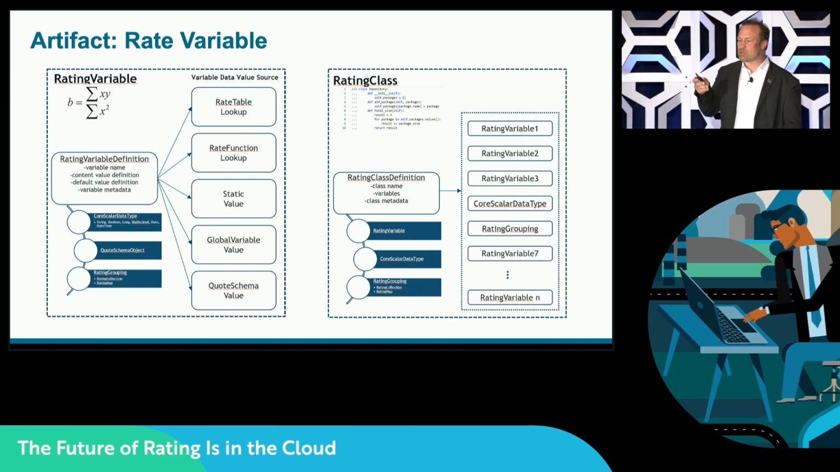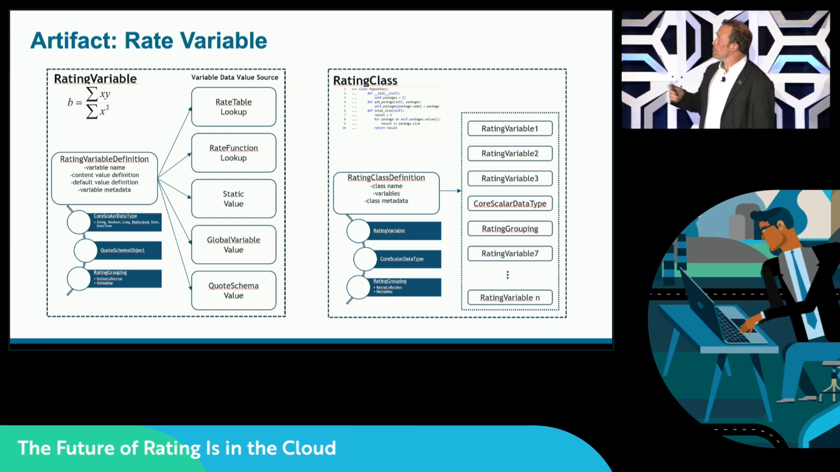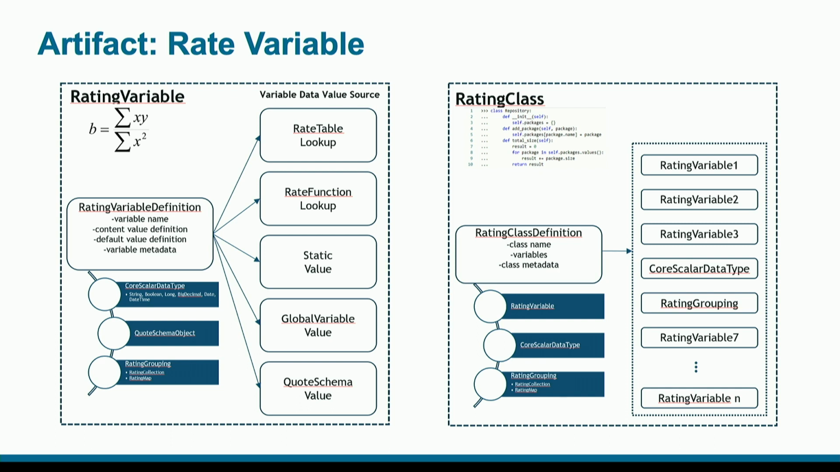The next component that I wanted to talk about was rate variables, and I mentioned those earlier. The cool thing with rate variables is once they're defined in the workbench, they can actually initialize themselves from any of the data sources available in rating. That means they'll be able to get their initial value from a complex rate table lookup. Could be a rate function that provides it if there's really crazy logic like the chargeable conviction stuff. Could even be a static value where you just say it's 7 or something. But it also can reach into global variables and, of course, into the quote schema to get data.